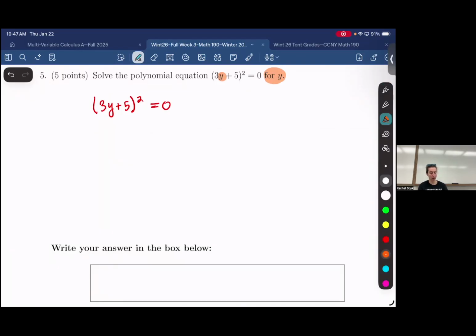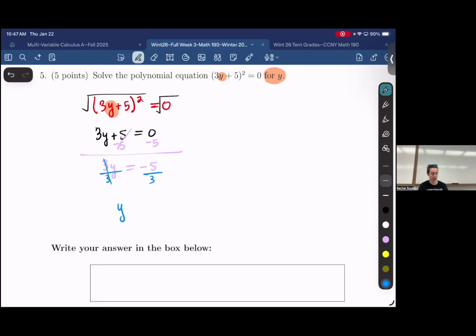If we want to get the y all by itself, we need to first take the square root of both sides to get rid of that squared. And so we're looking at 3y plus 5 is equal to just 0. Then let's utilize some inverse operations. Subtract 5 from both sides, and you get 3y is equal to negative 5. Last but not least, let's divide both sides by 3. So our y value is just negative 5/3, and we're done.